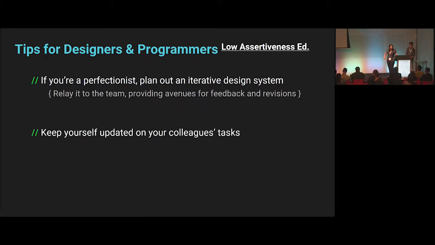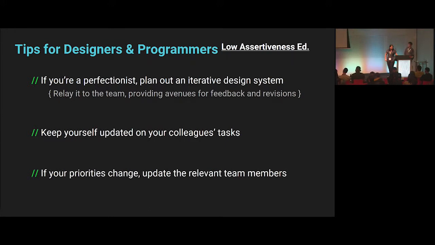It's always good to keep yourself updated on other people's tasks. There are different ways you can do this, like using Scrums, to figure out what other people are doing. It's always good to figure out if someone else is blocked. For instance, if you need to design something first before someone is able to work on it, it's good to know that so you can switch over and they can actually work on it. Also, if your priorities change and you think different things should be worked on, it's good to update your team about that. Otherwise, there'll be a lot of wasted time.